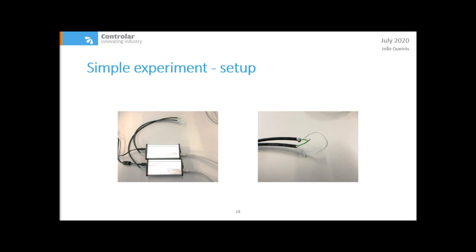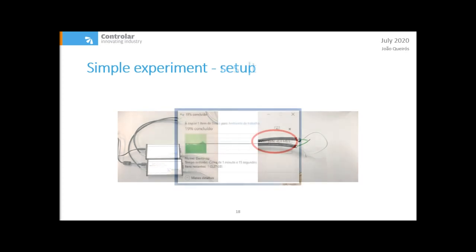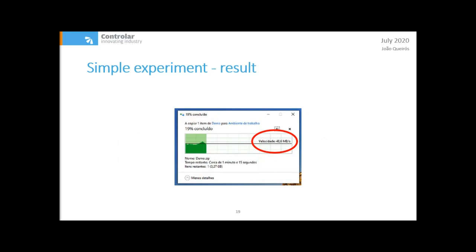I then transferred a single large file from the network and verified that the average speed was far less than the expected 1000 megabit per second of a gigabit network. Simply looking at the speed returned by Windows, we can see that the speed decreased to half the nominal speed. This can have a big impact on the overall performance of a testing station, especially when large amounts of data must be transferred.